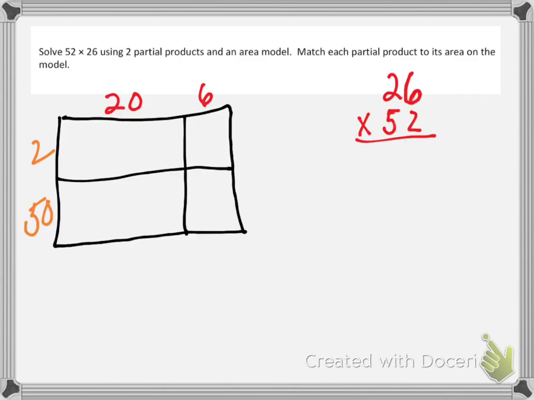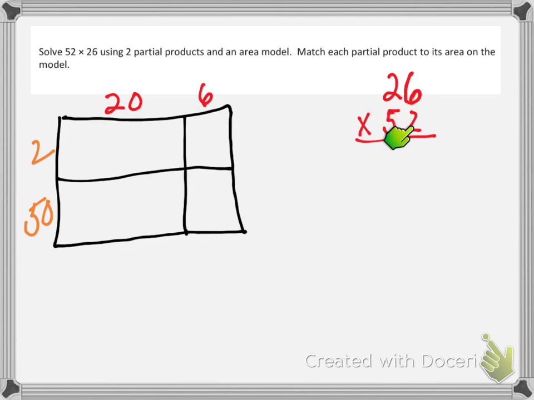Solve 52 times 26 using 2 partial products and an area model. Match each partial product to its area on the model. All right, so over here on this side, we're going to have 2 partial products, but we're going to be using the area model. The first one, we have the area model, and it's broken up into the 4 partial products, but we have to represent this with the 2 partial products.